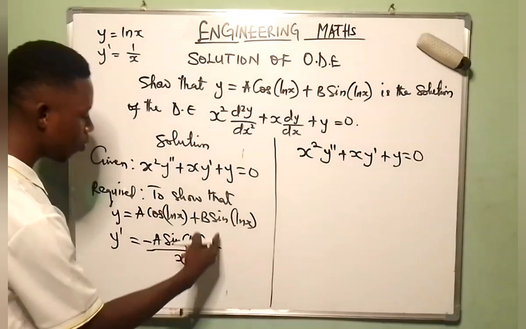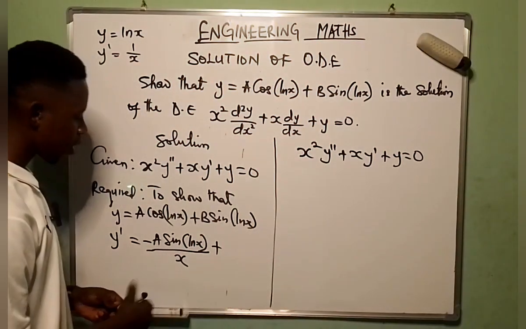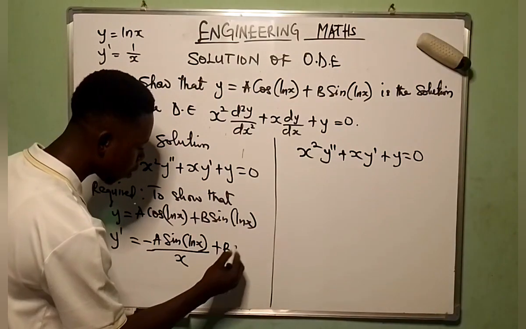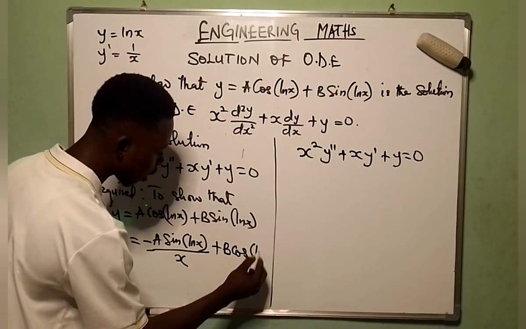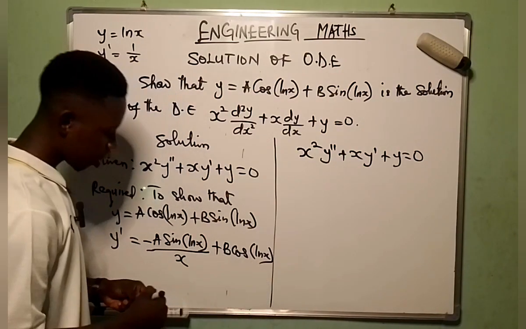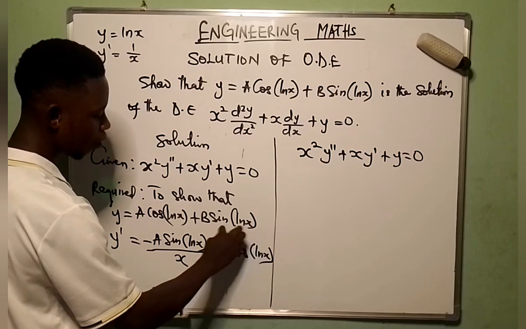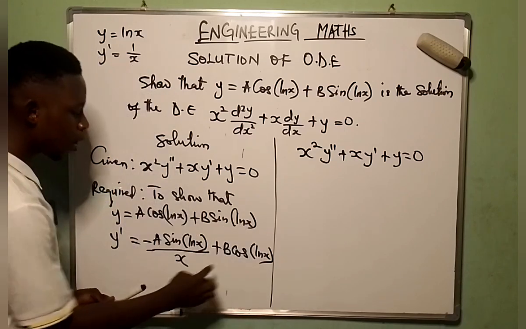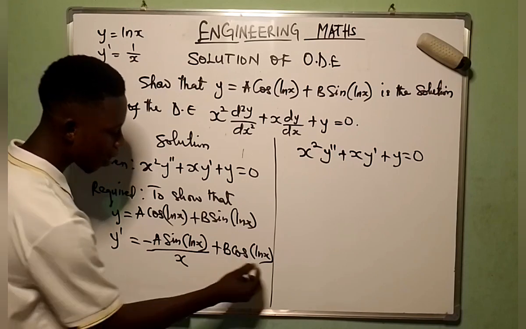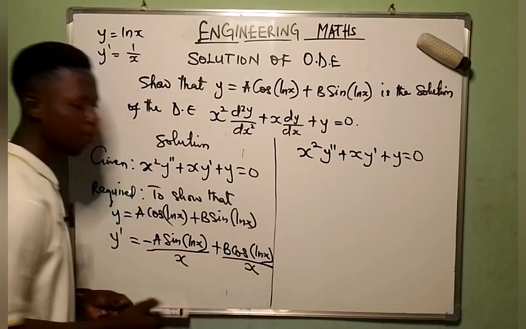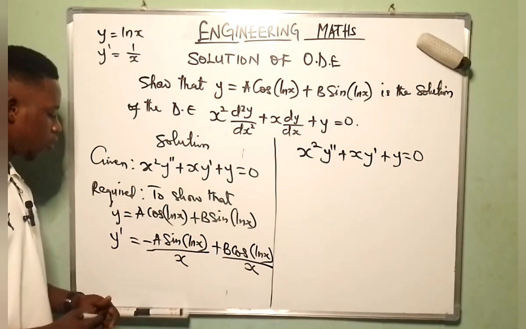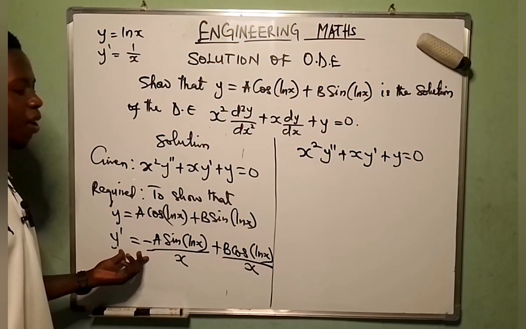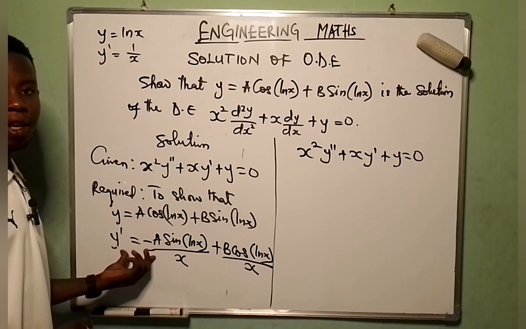Now, plus, the same thing applies here: if you differentiate sine, you're going to have cos. Now, you have here b cos ln x. You differentiate what is inside the sine, which is ln x, and you're going to have 1 over x. When you multiply 1 over x by this, you have this to be over x. As simple as that. Now, you have gotten your first order differential equation.